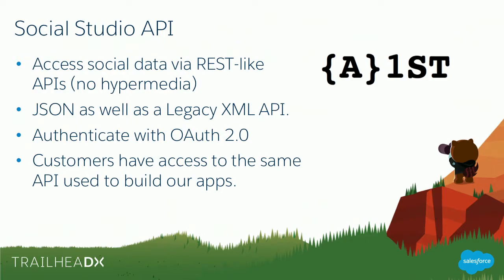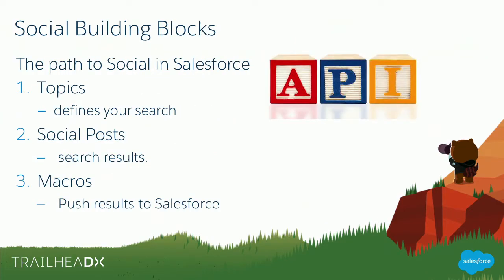And again, the message I keep trying to get through is the API we built the apps with is the same API that you guys have access to. So just a couple of the key building blocks I want to talk about for how we can get posts into Salesforce. So one is a topic. So you build a topic to define your search. Second, objects are the social posts, which we are looking at in the feed. And those are also the same things that were counted for those aggregate displays. And then macros, which is the data that uses our automation engine to push the data into Salesforce.